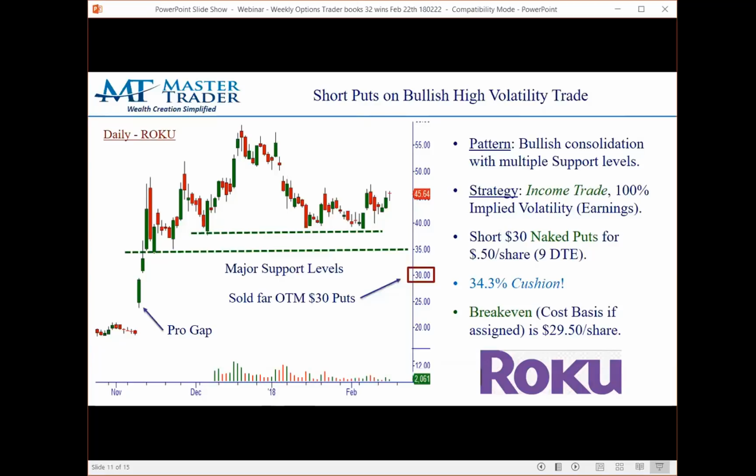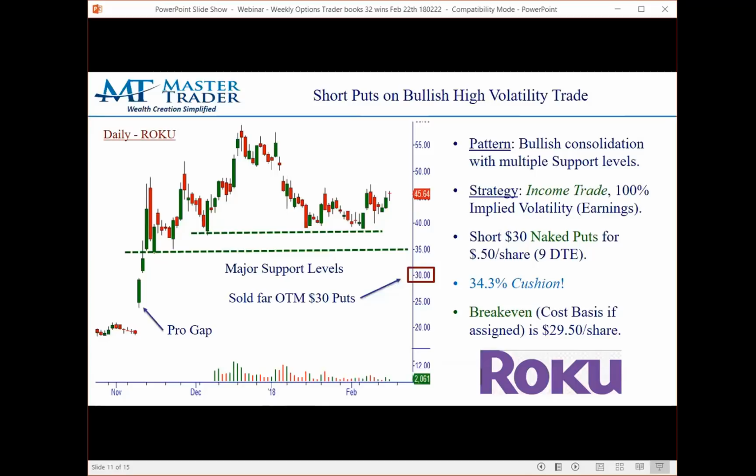Scenario 2, it expired below the short strike price, which is referred to as in the money, and you are required to buy the stock at $30 a share, because that's what selling a put does. You're obligating yourself to buy the stock at the agreed upon price on or before expiration, and you're putting money in your pocket. Your cost basis is $29.50. That's your scenario B.